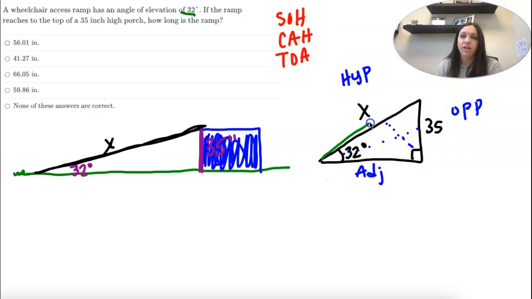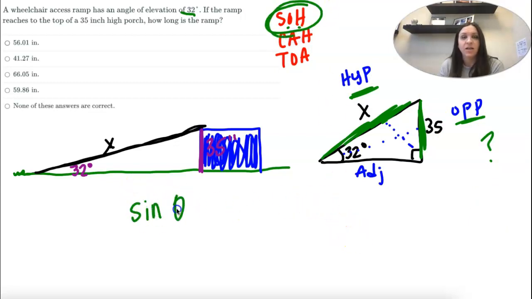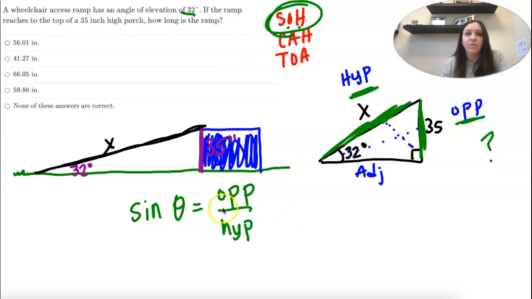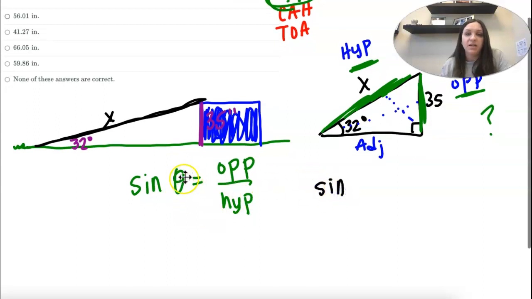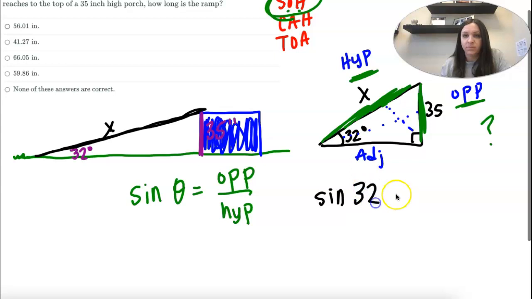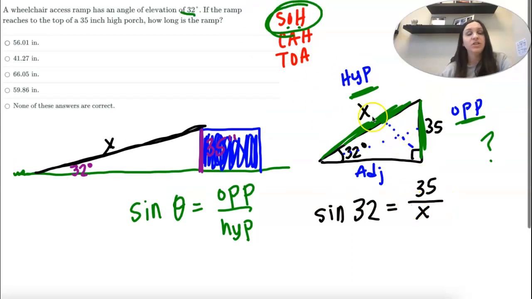I'm going to see what we've got here. So we are trying to find x, and we know the opposite. So which function has opposite and hypotenuse together? Sine. So sine of theta is opposite over hypotenuse. And now we're going to plug in everything we know. So theta is the angle. Opposite is 35. Hypotenuse is x.